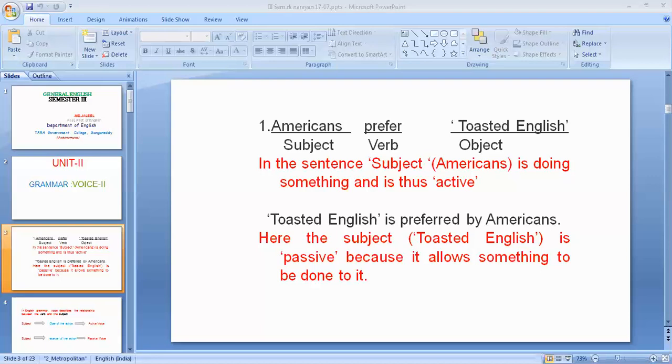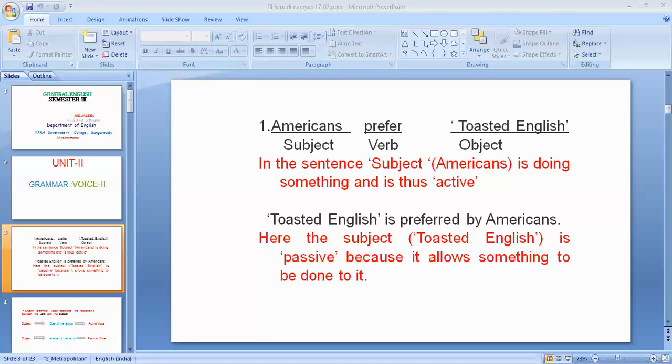So here the subject, toasted English, is passive. Actually it is receiving the action. Here the subject is not active. The subject is passive. Toasted English is passive because something is done to it. Some action is taking place on it. It is passive because it allows something to be done.